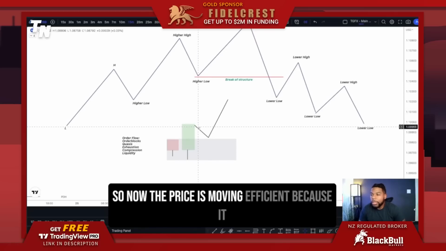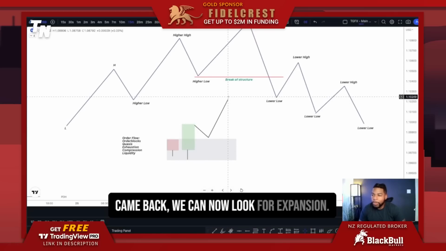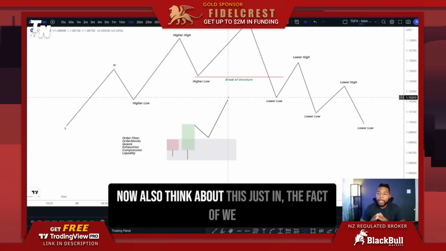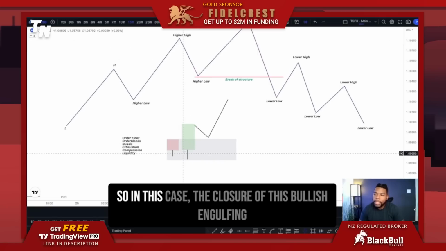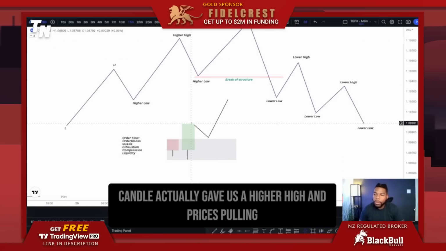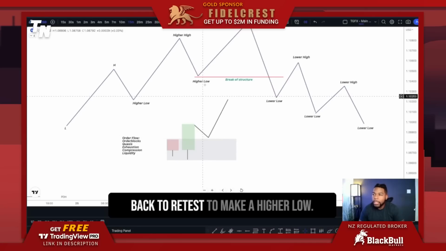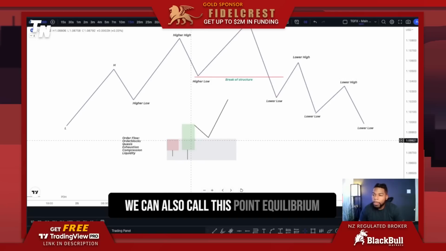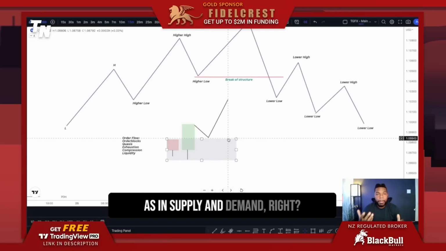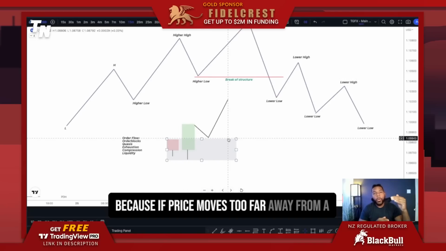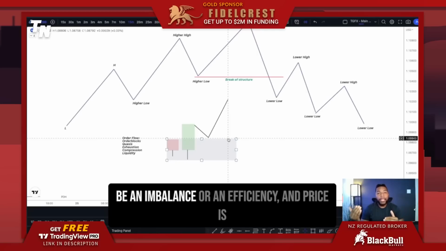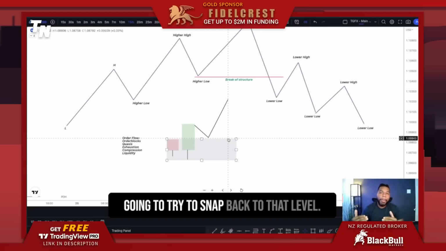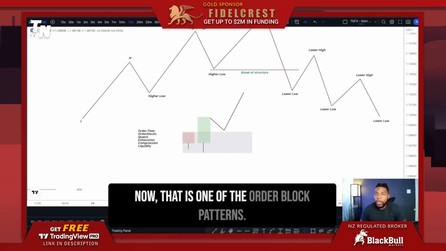So now the price is moving efficiently because it came back, we can now look for expansion. Now also think about this just in the fact of we still have to make higher highs and higher lows, right? So in this case, the closure of this bullish engulfing candle actually gave us a higher high and price is pulling back to retest to make a higher low. We can also call this point equilibrium, as in supply and demand, right? Because if price moves too far away from a price that everyone agrees upon, then there's going to be an imbalance or an inefficiency and price is going to try to snap back to that level. Now that is one of the order block patterns.